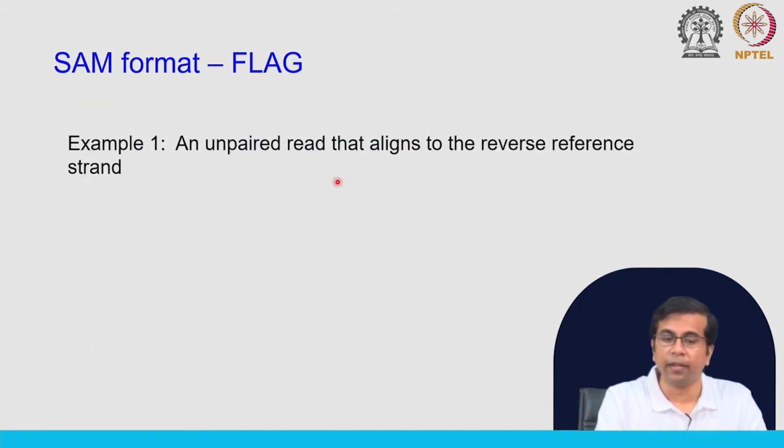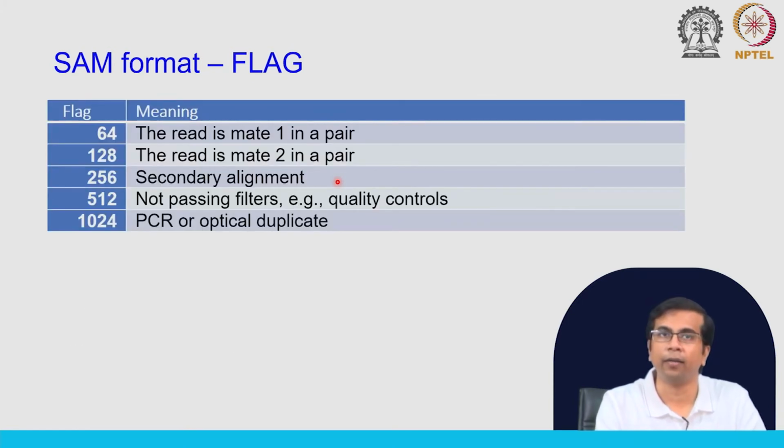Okay. And let us take some examples, so that we understand how we calculate these flag values. So, the first one is, let us say I give you a scenario and then you have to identify what the flag value is. So, example 1 is an unpaired read that aligns to the reverse reference strand. Okay. So, you do not have to of course remember the flag values, just looking at the table you have to deduce which flag you would apply on this read.